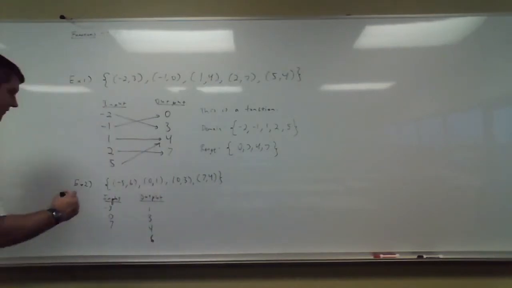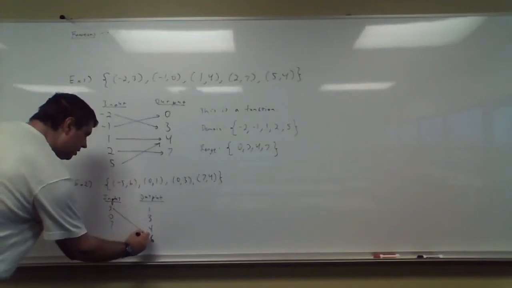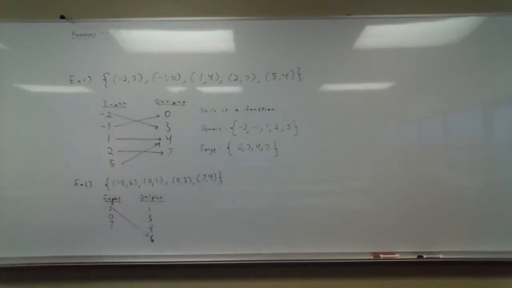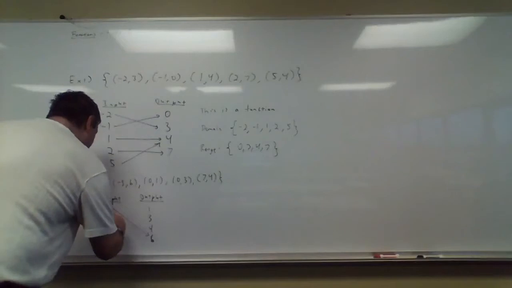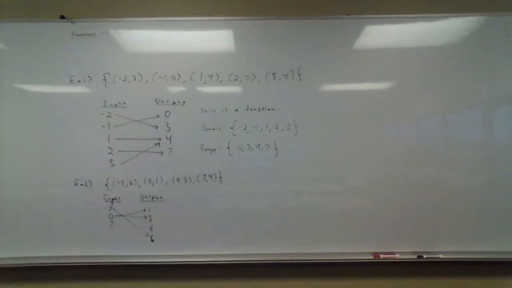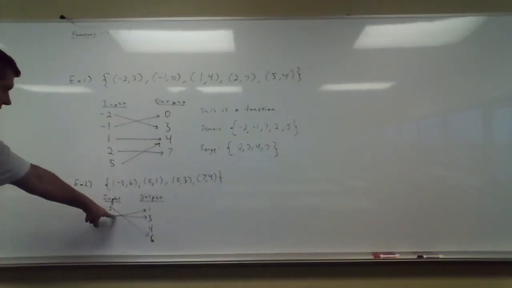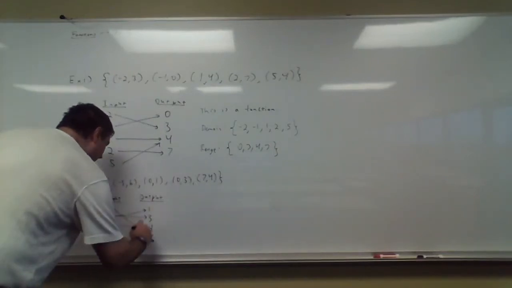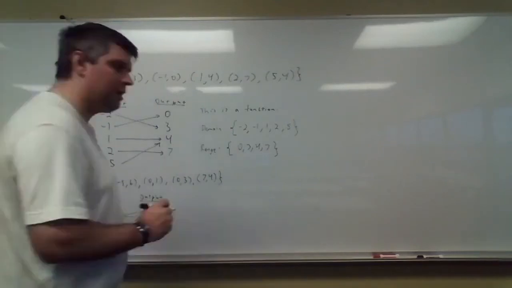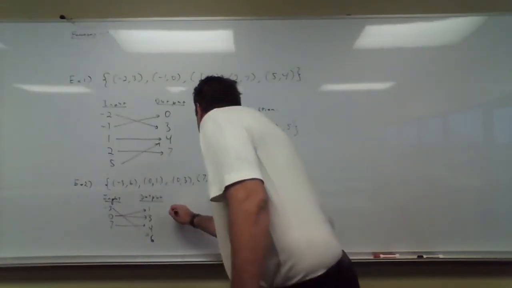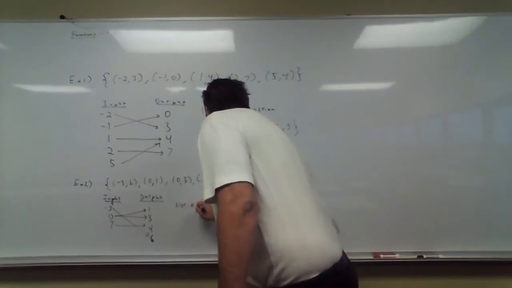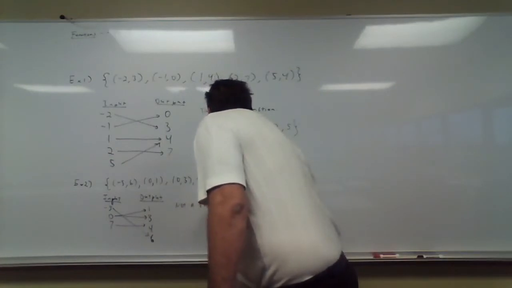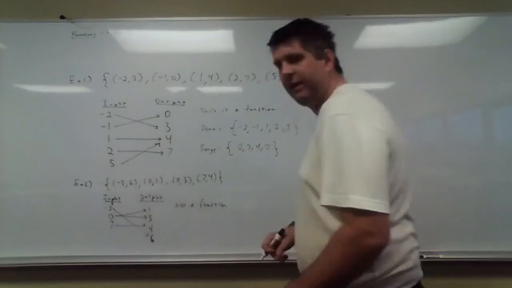All right, -5 is matched with 6. So far this is a function. 0 is mapped to 1, and then 0 is mapped to 3. This is not a function. That right there disqualifies this from being a function. This input has 2 outputs. Now 7 is mapped to 4, not that it matters at all. This is not a function.